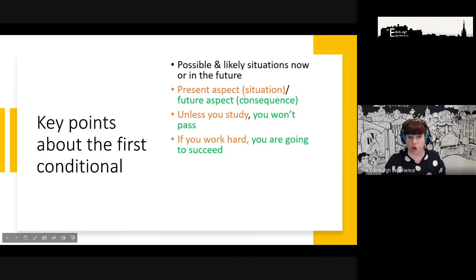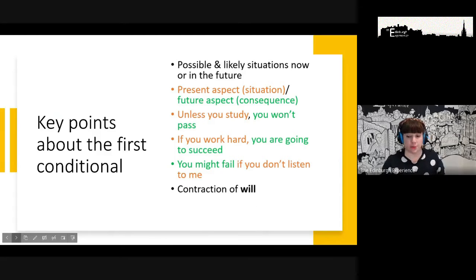Remember again that we're talking about future aspect, not only will, because there's lots of different ways we can express the future in English. Here, this one's with will, this one's with going to. I could also use can, I can also use modals. So there's lots of different ways that we can express the future. Here's one with modals, for example. You might fail if you don't listen to me.